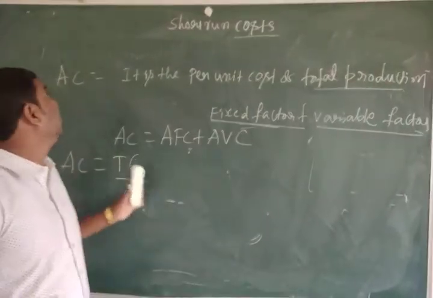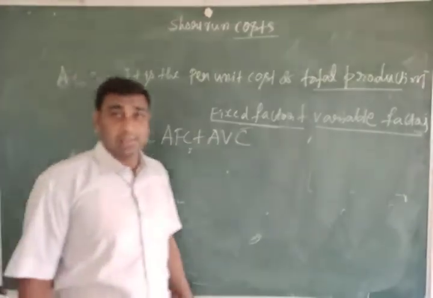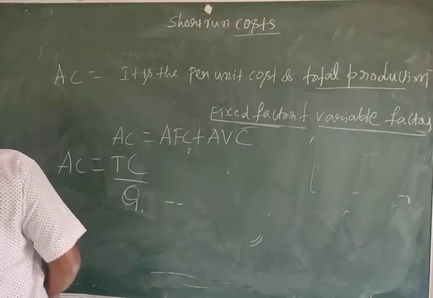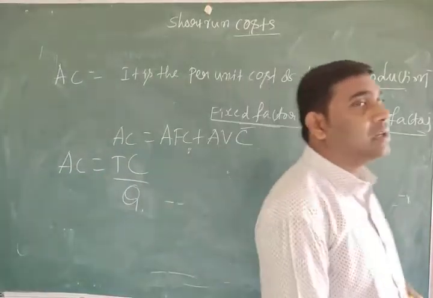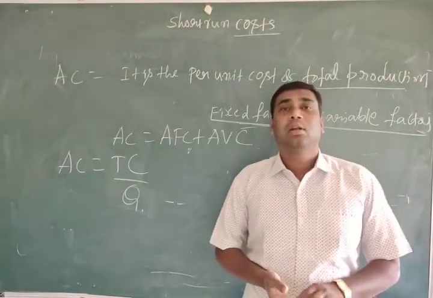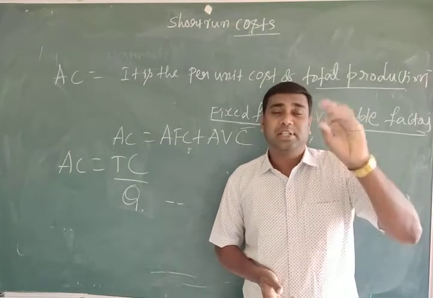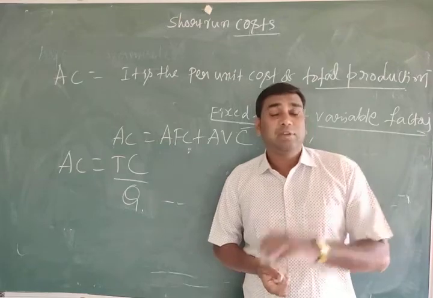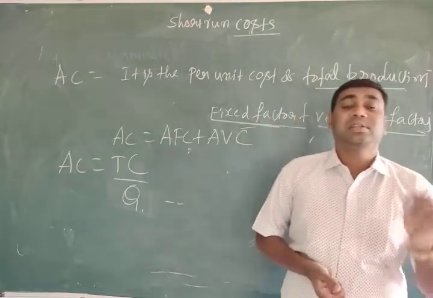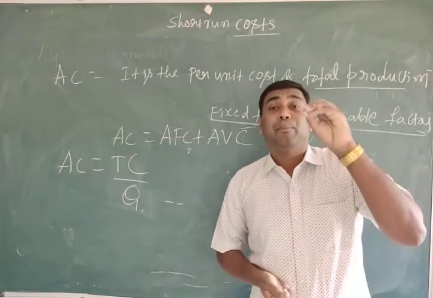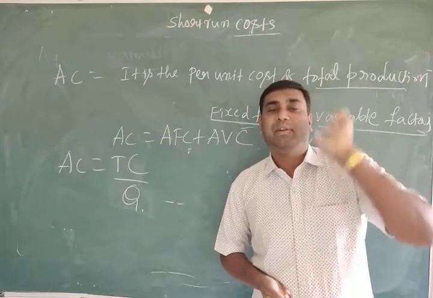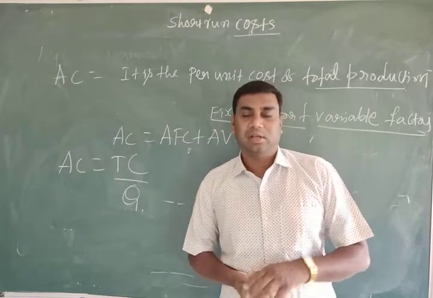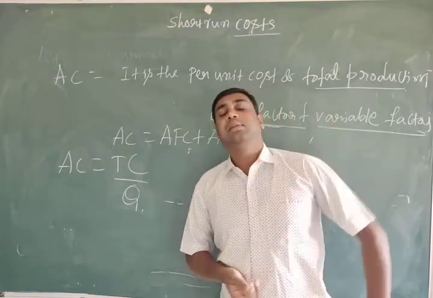Okay, so these are AFC, AVC, AC. Simple. You have to listen carefully. AFC means average fixed cost: how much the producer is expensing on each fixed factor. Average variable cost: the expenses incurred on each variable factor. Sorry, that is called average variable cost. Then what is the meaning of AC?